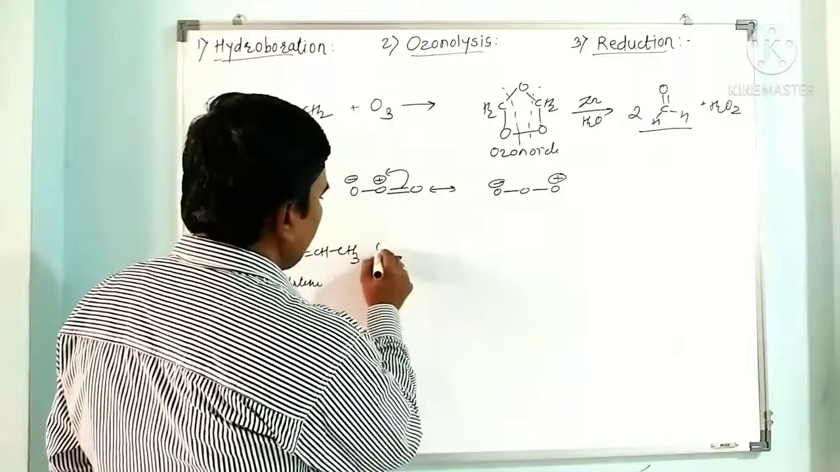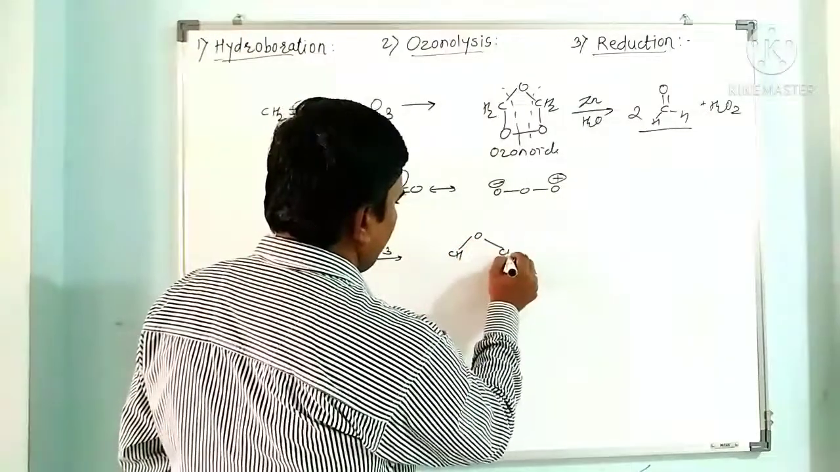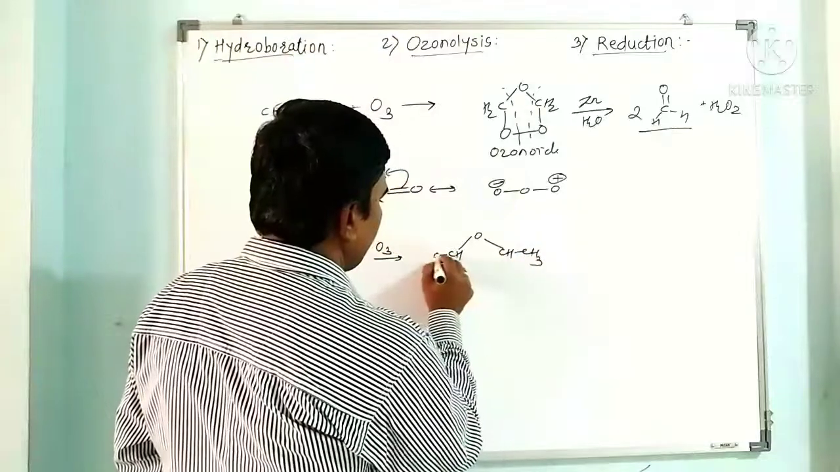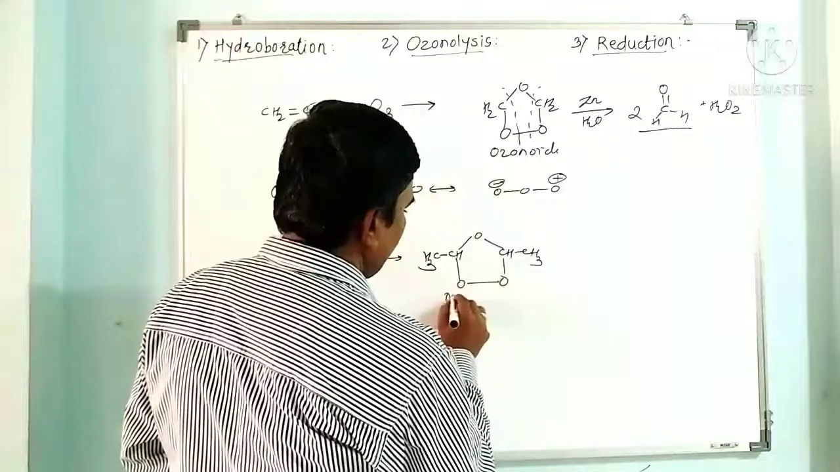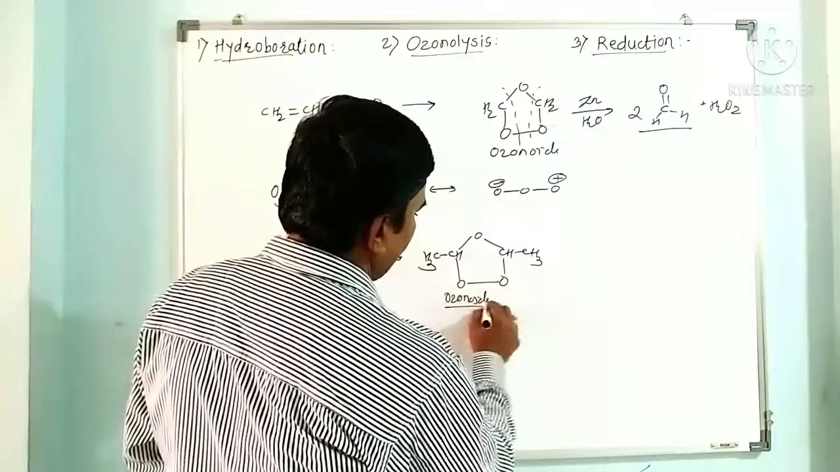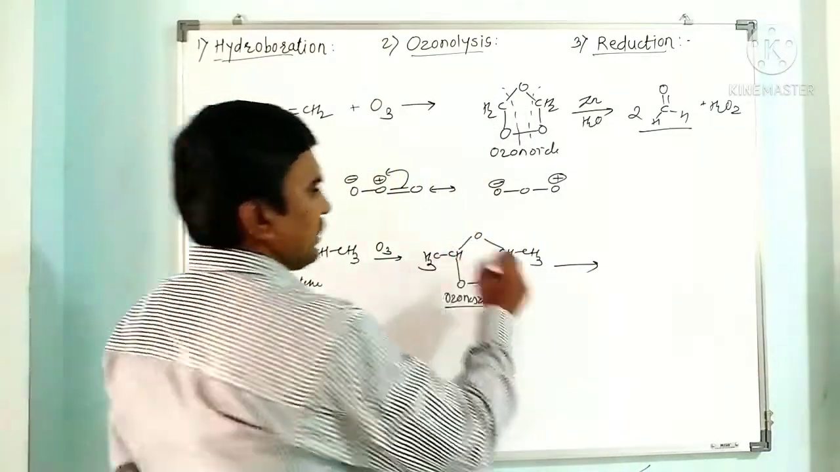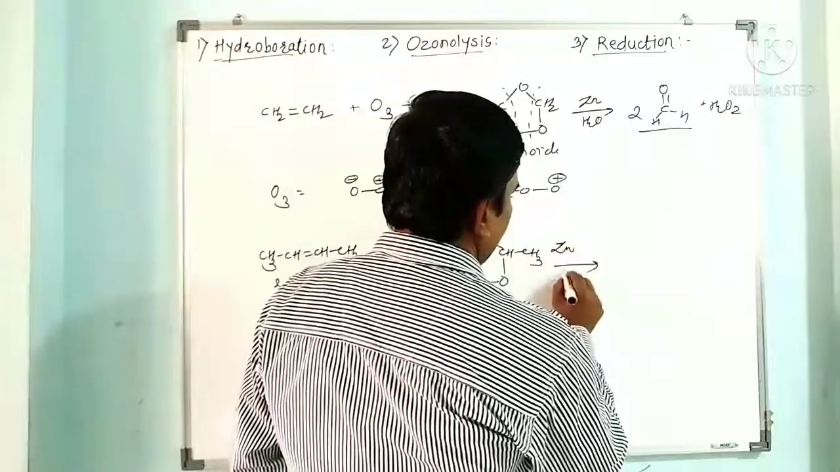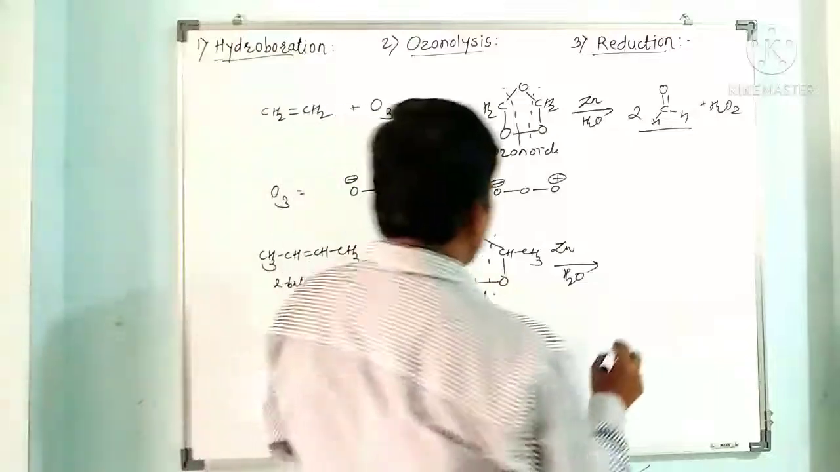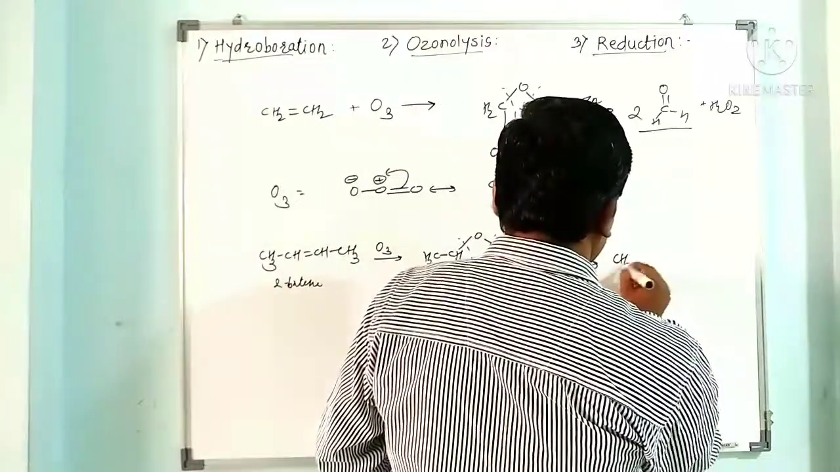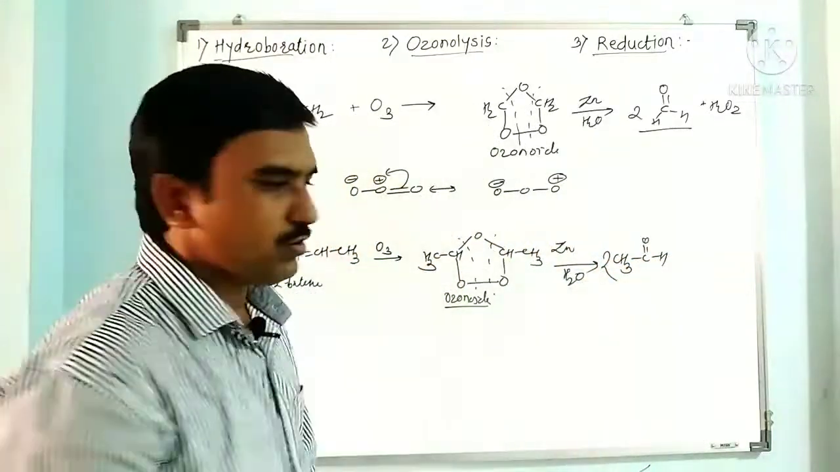When it reacts with O3, then we get CH3 CH3O. This ozonoid undergoes hydrolysis, with this oxygen trapped by zinc. So here we get CH3 C double bond O H, 2 moles of acetaldehyde molecule.